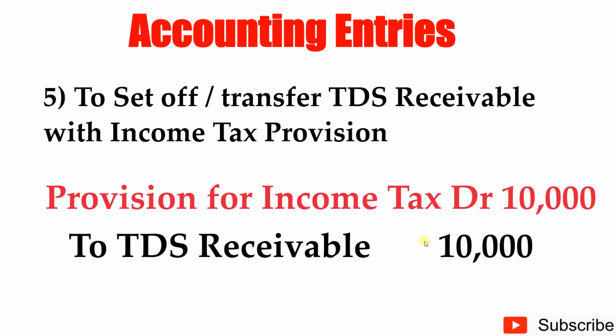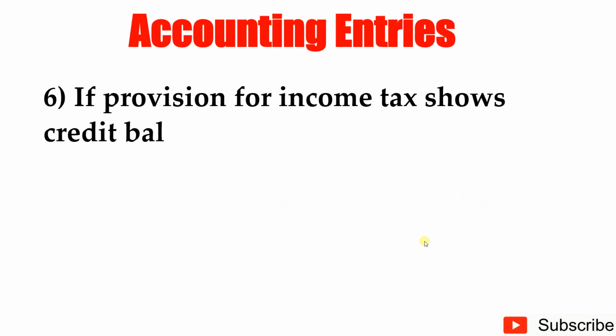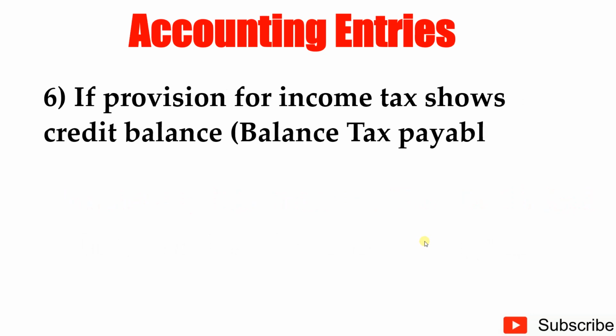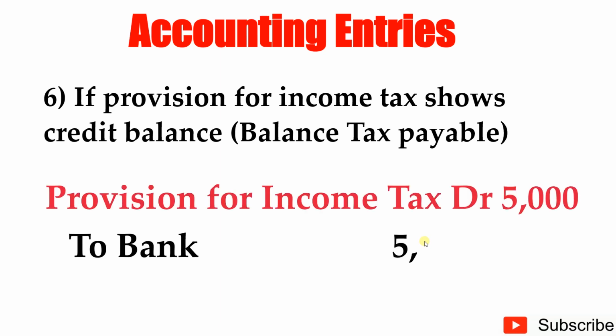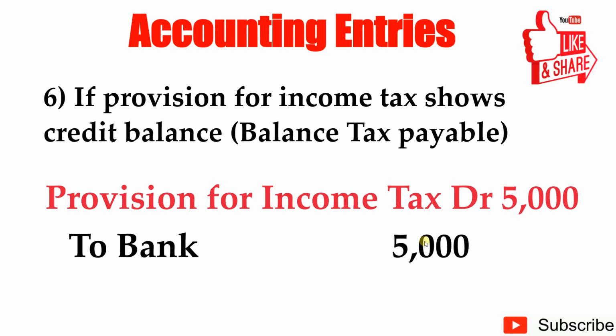So in the next stage we have to make the payment of the balance amount payable to the government. That means if the provision account is showing a credit balance, that means balance tax payable. Debit to provision for income tax, in this case 5,000. Credit to your concerned bank name 5,000. Now our three accounts are closed. Advance income tax closed, TDS receivable account closed, provision for income tax is also closed.